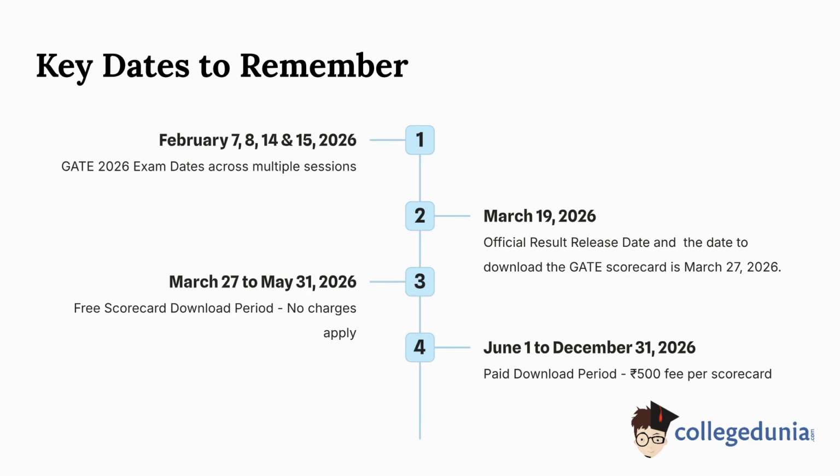The GATE 2026 exam was held on February 7th, 8th, 14th and 15th. The official results will be released on March 19, 2026. The free scorecard download period will start from March 2027 and last till May 31st, 2026. After May 31st, downloading the scorecard will cost you 500 per paper. The paid download window will open from June 1st to December 31st, 2026.